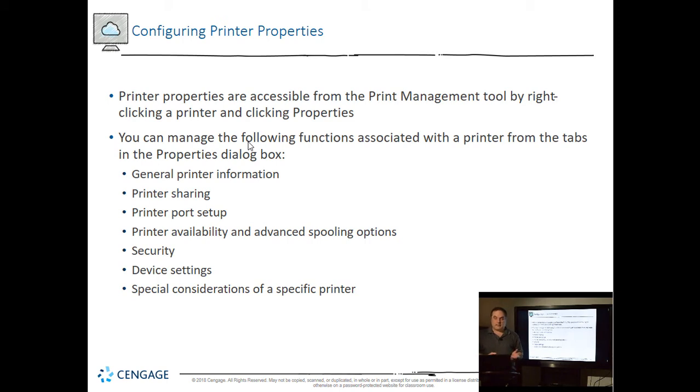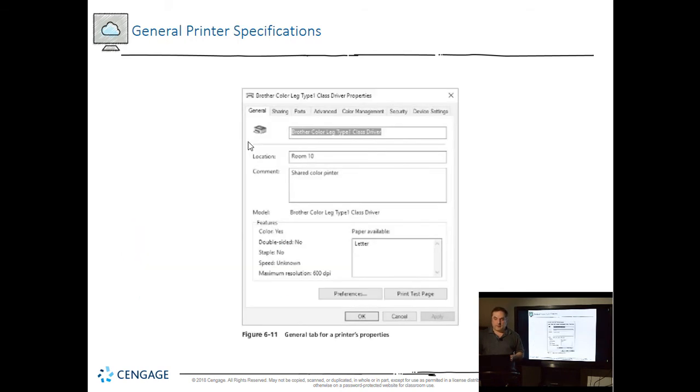Printer properties are accessible from the Print Management tool by right-clicking the printer and choosing Properties. Now in Devices and Printers in Control Panel, it's a little different. You right-click and choose Printer Properties rather than Properties. But in the Print Management tool, under the Print Server role, you just right-click and choose Properties. So it's a slightly different way to get to the same thing, and this is what it looks like when you go to the properties of the printer.